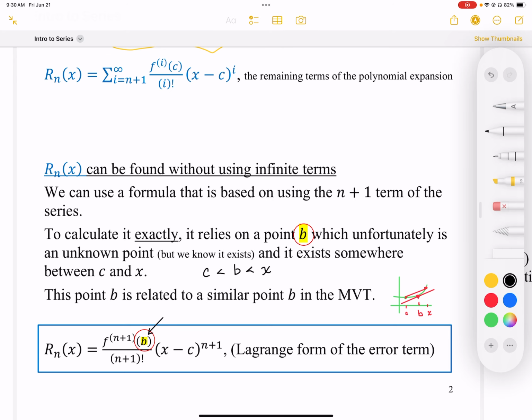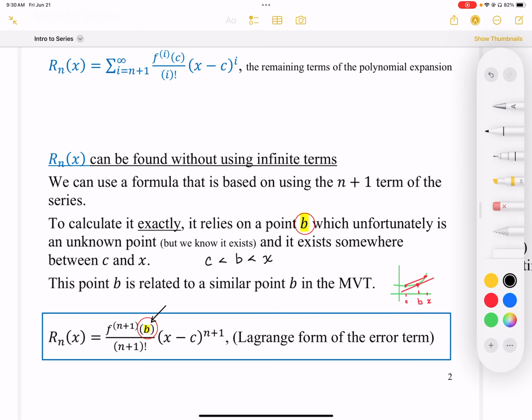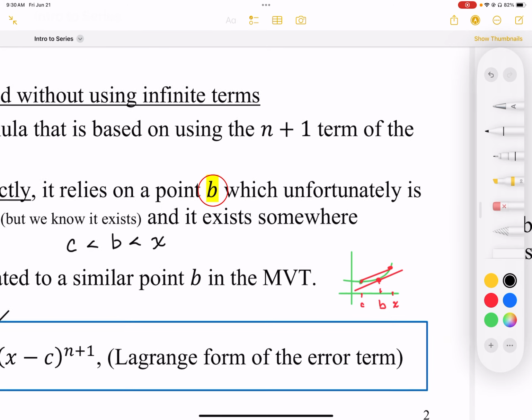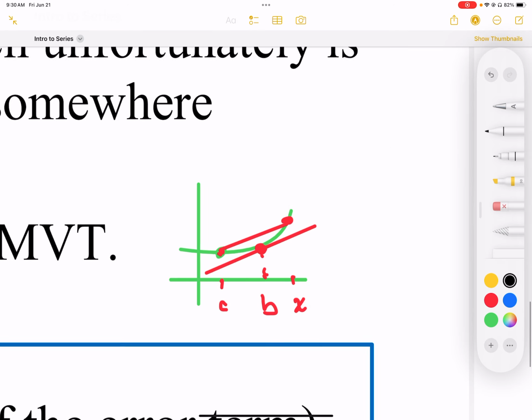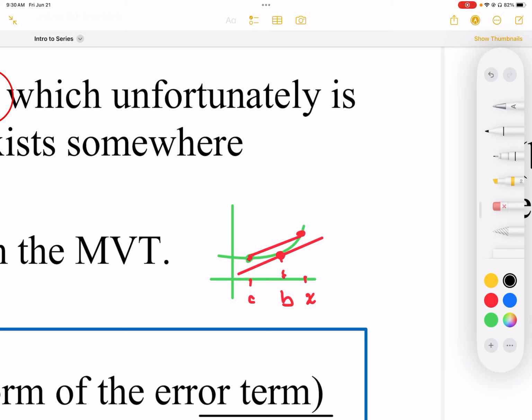Now, as a side note, that point b is actually related to the mean value theorem. In fact, this is the mean value theorem not for linear approximation, but for an nth degree approximation. In the linear form, the mean value theorem looks like this. If we want to get from point c, the center, to the point x that we're approximating, there is a slope that exists somewhere between c and x. We don't necessarily know where that point b is, but we know that slope must exist where it's parallel to the slope that will get us from point c, our center, to the point x that we're approximating.